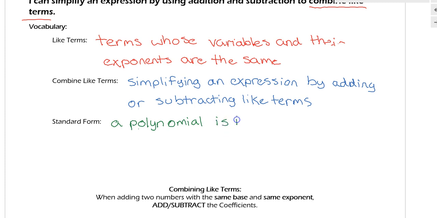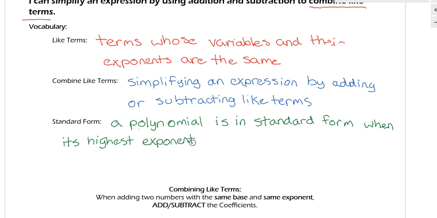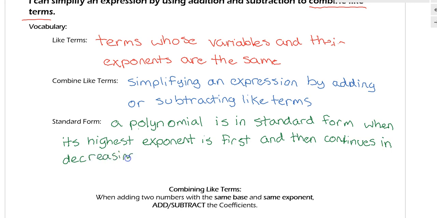So a polynomial is in standard form when its highest exponent is first, and then continues in decreasing order. Constants last.